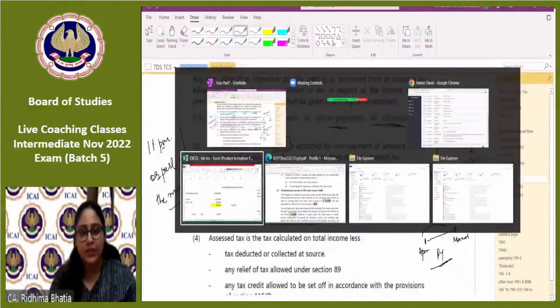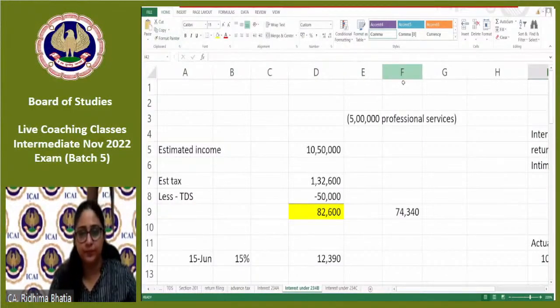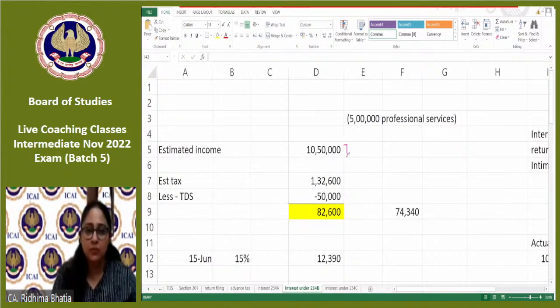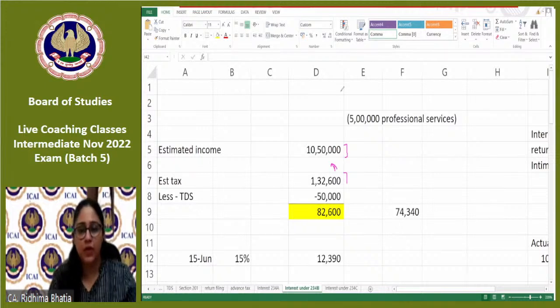So on this, now let's do one question. I hope the screen is visible. So this is my estimated income. This is my estimated tax on this income.